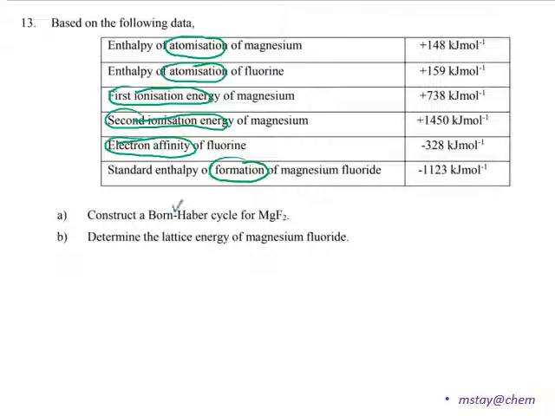Before we can construct the Born-Haber cycle, we need to write down the thermochemical equations. So let's first start with the enthalpy of atomization for magnesium. So 1 mole of gaseous atoms formed from its element. Magnesium is a metal which is always in the solid state, so it goes from solid to gas. The enthalpy is equal to positive 148.